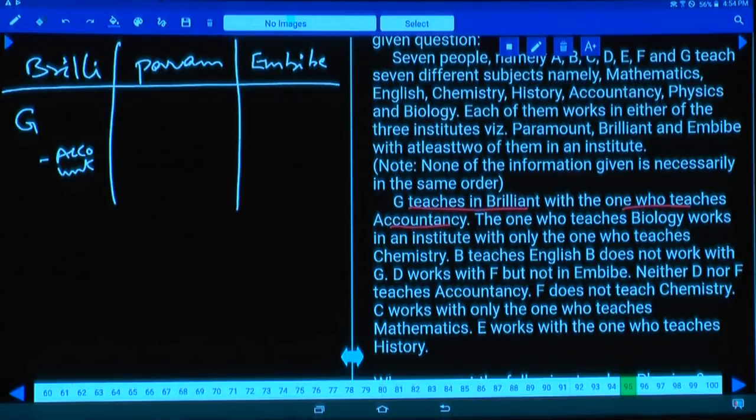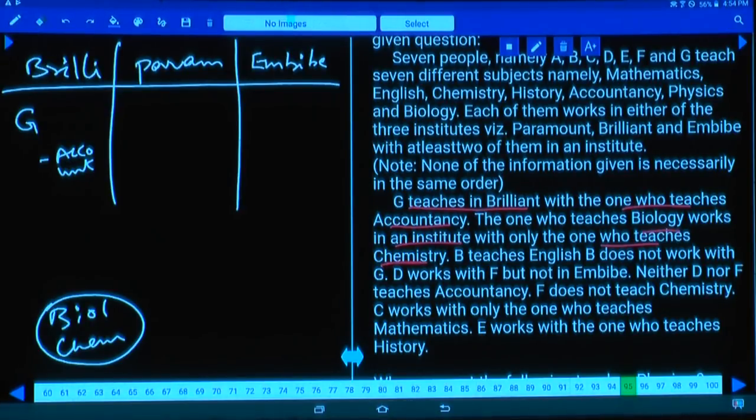The one who teaches biology works in an institute with only the one who teaches chemistry. And biology and chemistry are the only 2 persons in one of the institutes. Hence, tell me whether biology and chemistry can be in Brilliant? No, it is not possible because accountancy is already there, and biology and chemistry are the only 2 persons working in one institute. Hence, it cannot be Brilliant.